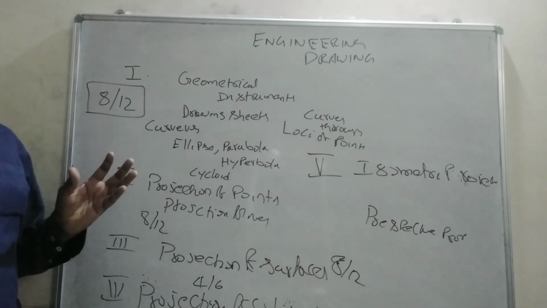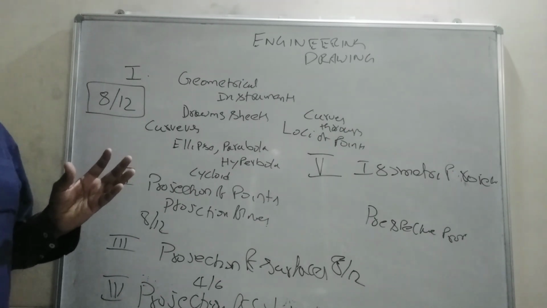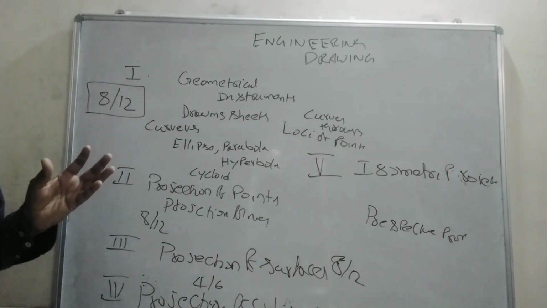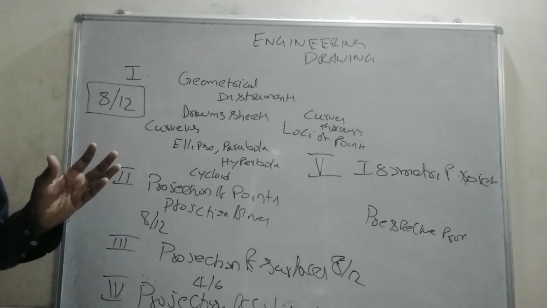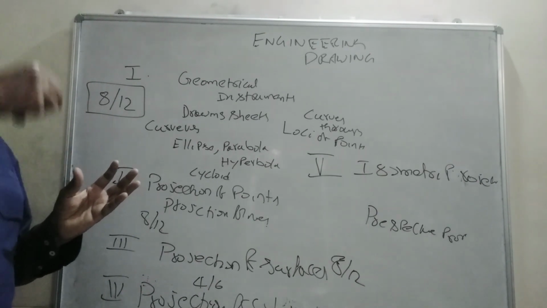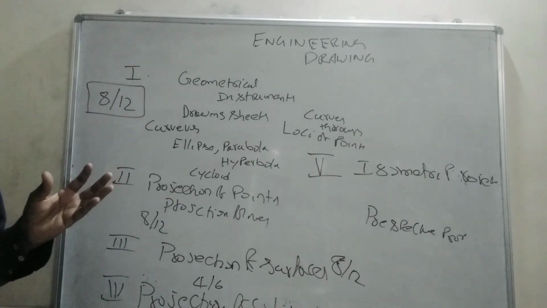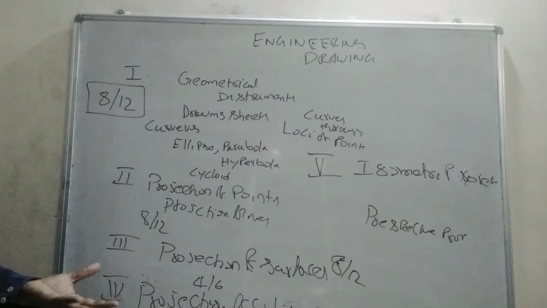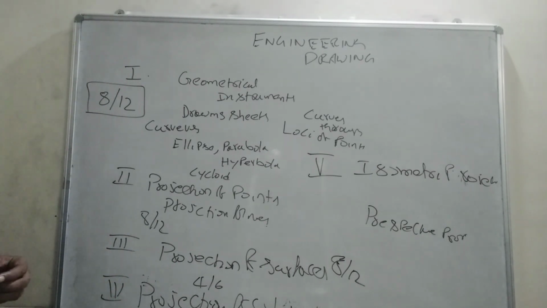And then how this image is falling on the top view and front view. That means we are seeing from the front side how the image is falling on the front view, and if the source of object view is above the vertical plane, how it is falling on the horizontal plane. So all this will be discussed in engineering drawing.